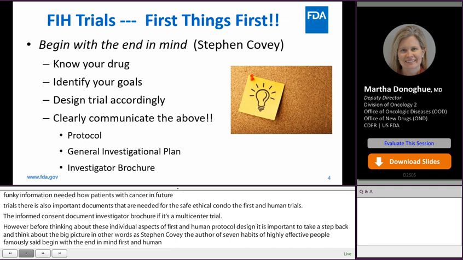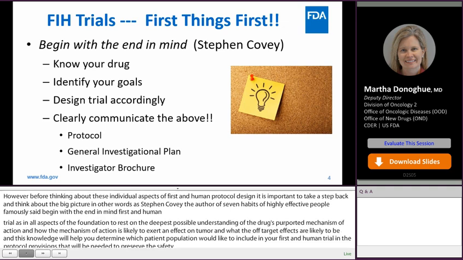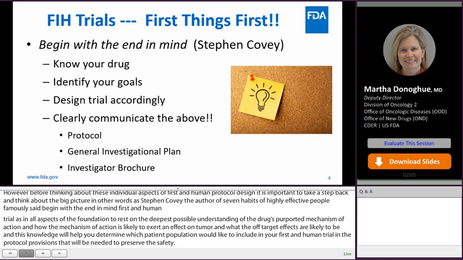Additionally, and I know this seems obvious, but I still think it is worth stating, before sitting down and writing a protocol, think about and identify what your goals for the trial are and what information you will likely need to decide whether and how to move forward in clinical development for the drug, including the patient populations that you think are likely to benefit most from treatment.